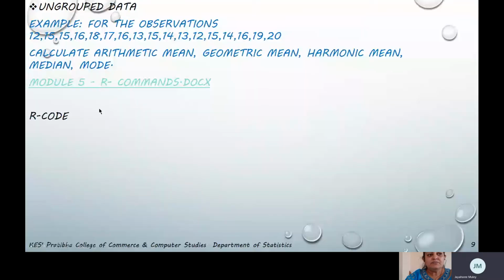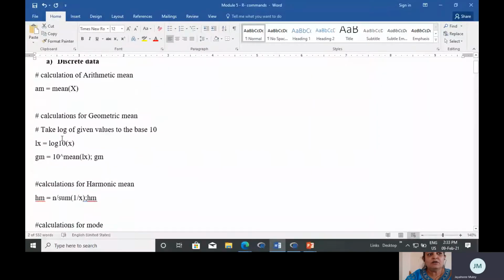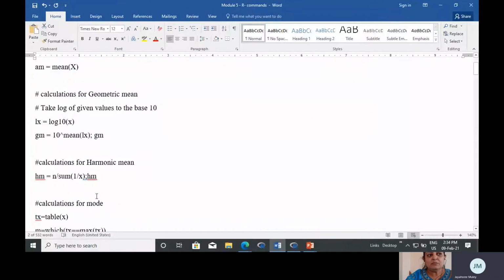Then we will write the R code as arithmetic mean equal to mean of x. For the geometric mean, we use the command lx equal to log10 of x. We know that for the geometric mean, we first take the log of all the observations given, and then we assign this value. Then we take 10 to the power mean of this lx, and we get the geometric mean. Harmonic mean is n upon sum of 1 upon x, and then we print it.